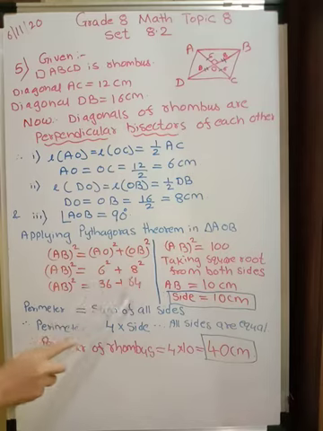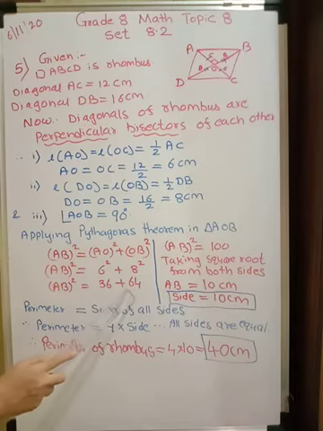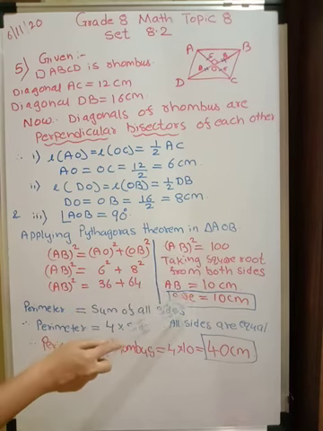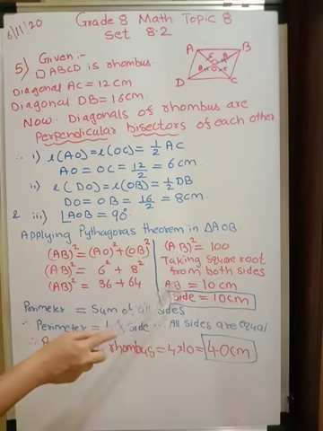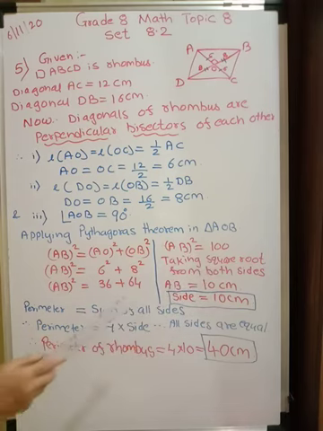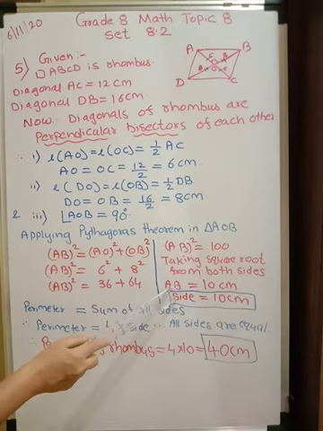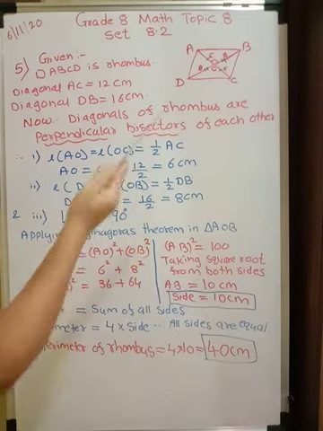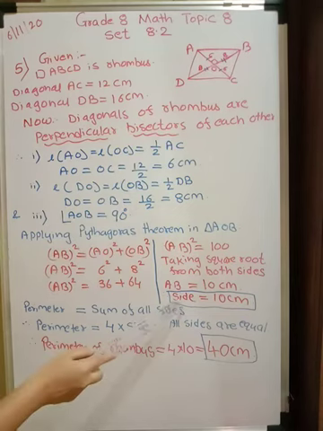So you have 6 square plus 8 square. 6 square is 36, 8 square is 64. So AB square becomes 36 plus 64, which is equal to 100. So AB square is equal to 100, but we don't want AB square, we want AB. So from square to side, we take the square root on both sides. The square root of AB square is AB and the square root of 100 is 10. But what is AB? AB is the side of a rhombus, and therefore the side of the rhombus is 10 centimeters.